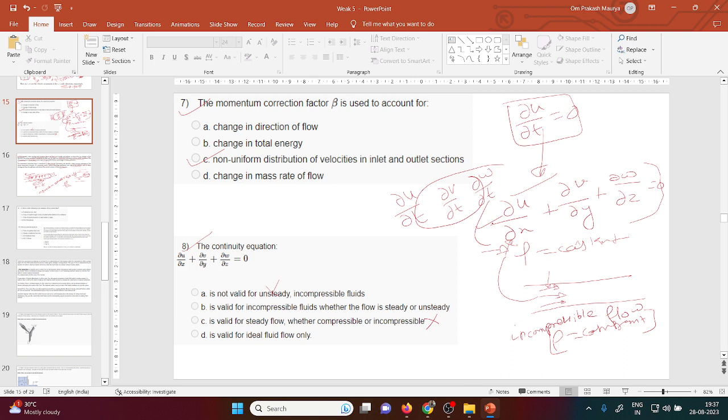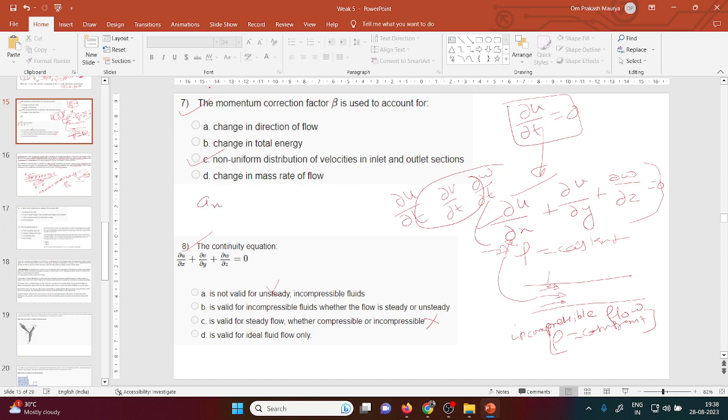So this equation is valid for what? Valid for the incompressible fluid because rho is constant. As visible in the equation, there is no density term considered, and basically this is the continuity equation. In the continuity equation, we do not consider any temporal term.